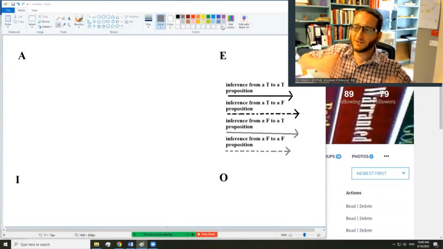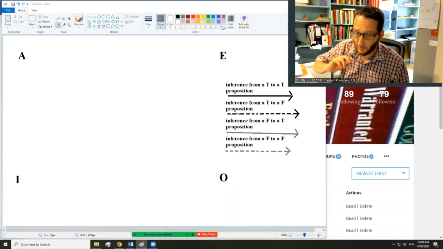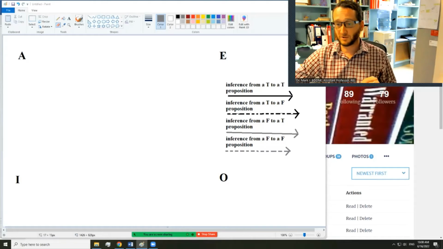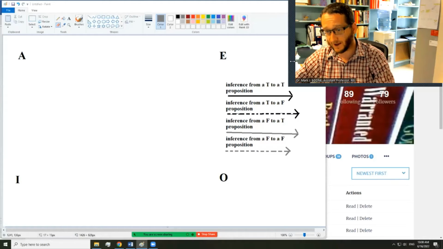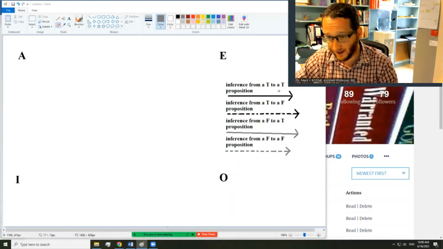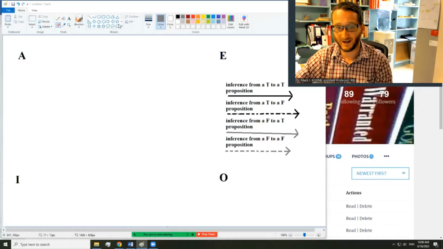And there we go. I'm pretty sure this is the same scheme I was doing a moment ago. An inference from a true to a true proposition would be solid black. Inference from a false to a false, dotted gray. And inference from a false to a true, solid gray. Inference from a true to a false, dotted black.